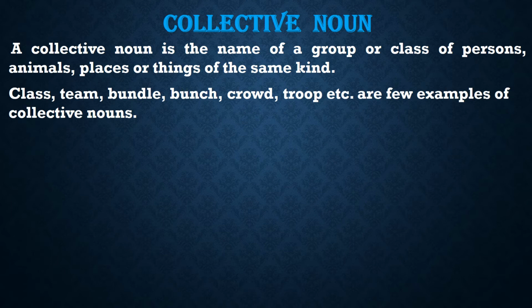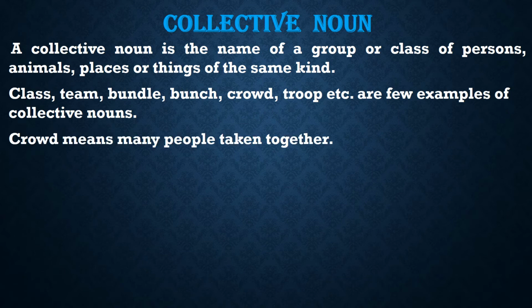Class, team, bundle, bunch, crowd, troop, etc. are a few examples of collective nouns. Class, a class of students, no? Team, a team of any kind, your cricket team or any play, the team is there. So bundle, bunch, crowd, troop, etc. They are the examples.